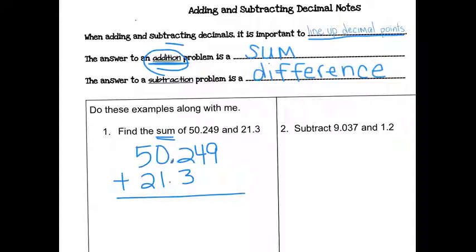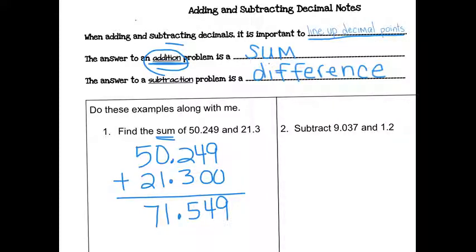Notice how I stacked my decimals on top of each other. That way our place values are lined up. I'm going to fill in these place values with zeros, and then we are just going to add those vertical columns. 2 plus 3 is 5. Bring your decimal point straight down, and our sum will be 71 and 549 thousandths. Okay, remember you can pause the video at any time.